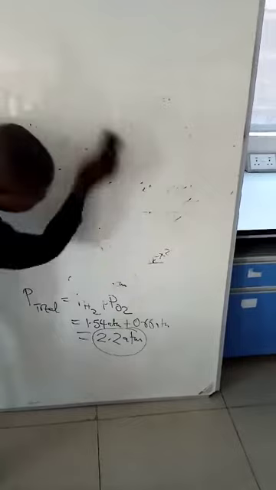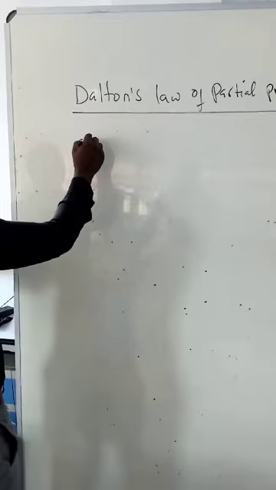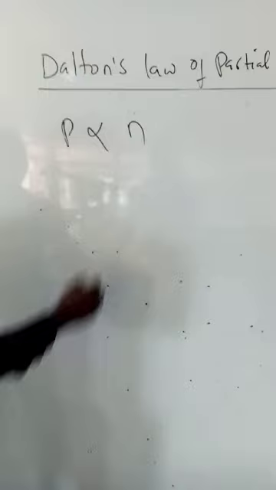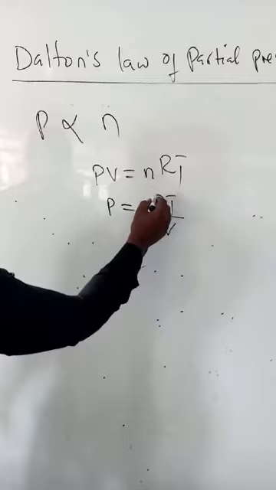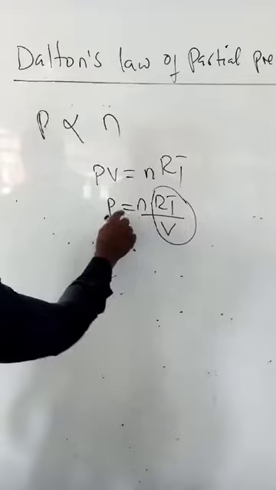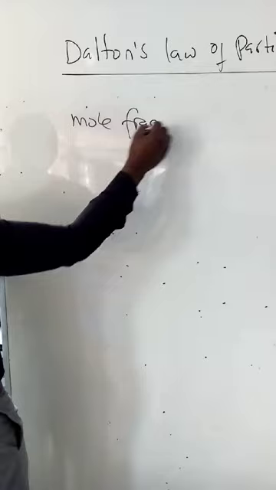Okay, so at this point now, let me just write. So it means the partial pressure, P, is directly proportional to n. As you can see, PV is equal to nRT, then P is equal to nRT over V. So you can see that this part here, RT over V, is constant. So P is directly proportional to the number of moles. So at this point now, we can introduce a mole fraction, which is abbreviated by the Greek lowercase letter chi.